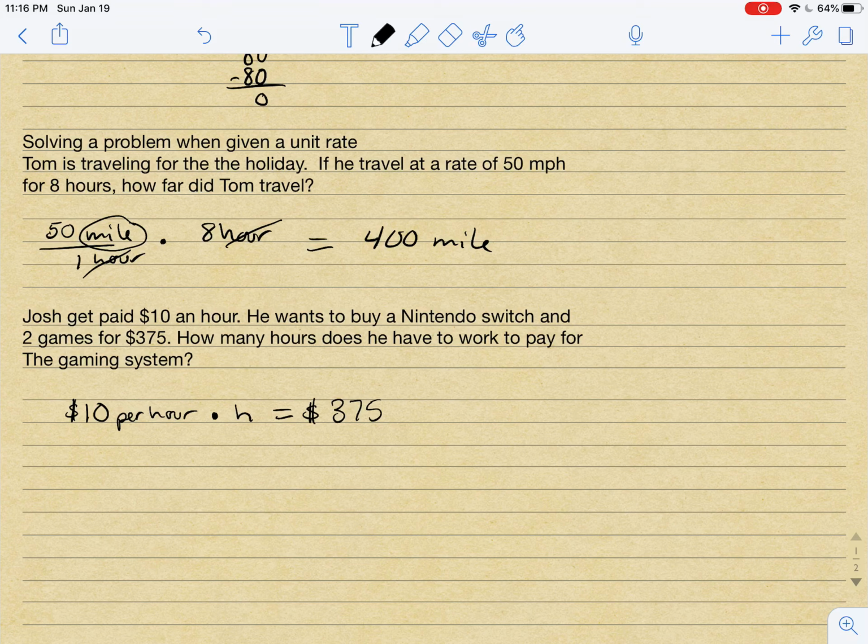Okay, so we set up our equation. We now need to solve. So we're solving for h for hours. So we're going to divide by our $10. That's going to cancel out here, leaving us with h, which equals 375 divided by $10. So once again, 375 under the bracket, 10 out front.